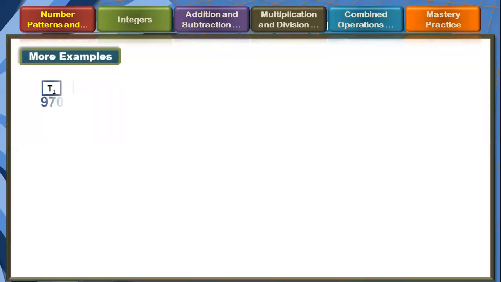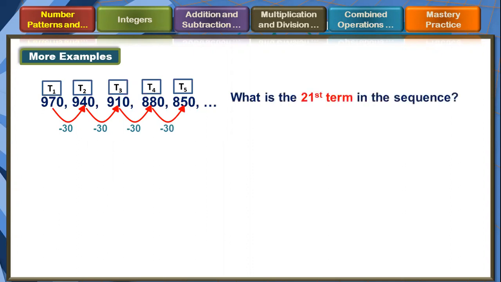So let's have more examples. For example, we do have these numbers. The term 1 is 970, term 2 is 940, term 3 is 910, term 4 is 880, and term 5 is 850. So the difference between two numbers is 30. This is minus 30, minus 30, minus 30, minus 30. What is the 21st term in the sequence?